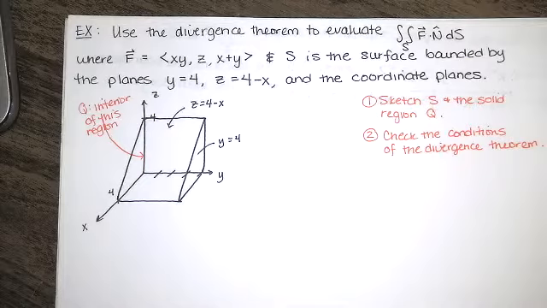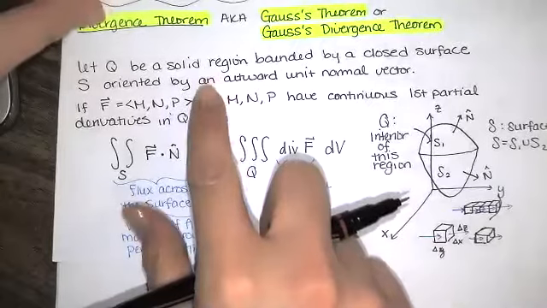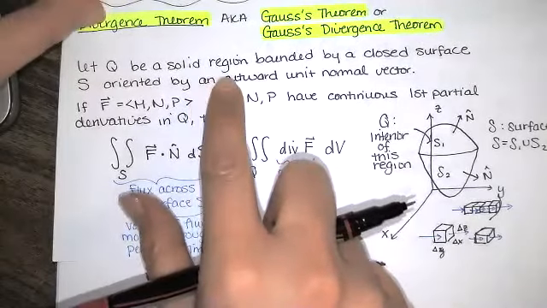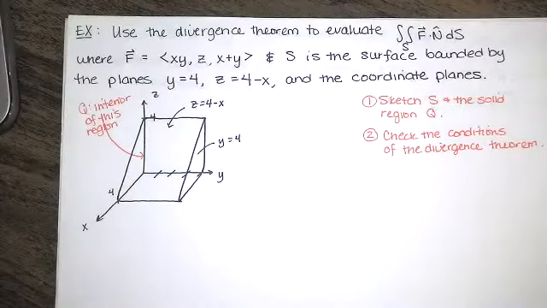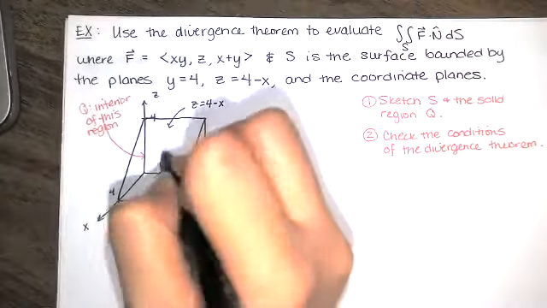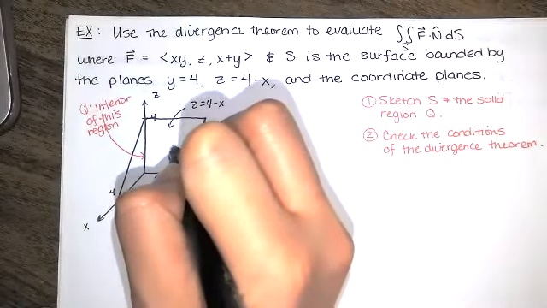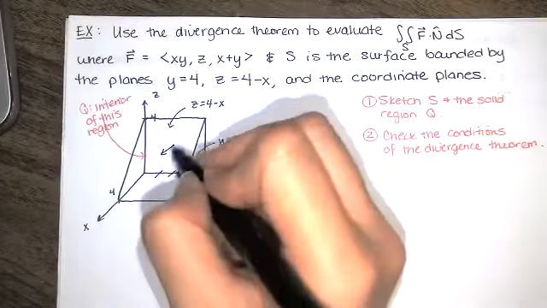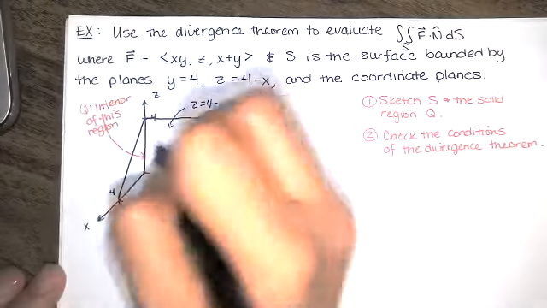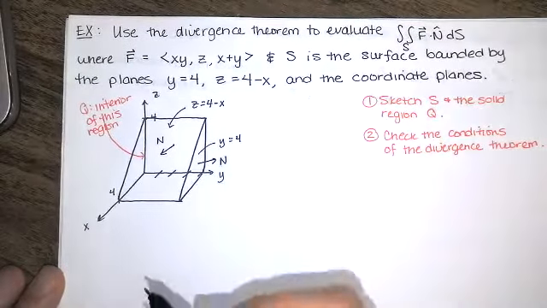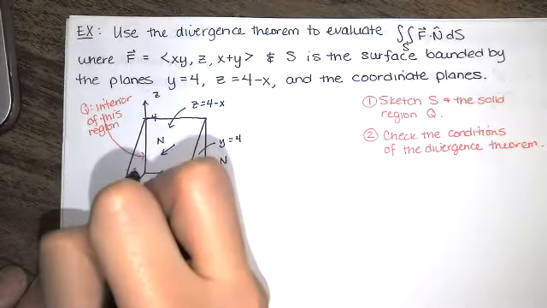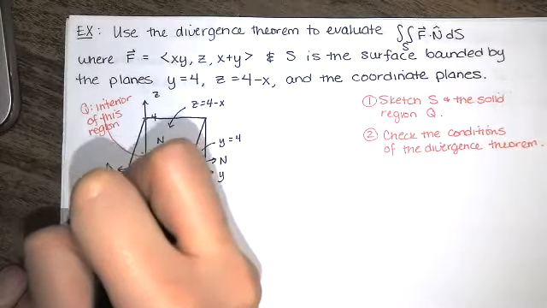Let's get my theorem back here. Q is a solid region bounded by a closed surface. It sure is. S is oriented by an outward unit normal. Well, I haven't oriented it, but we could orient it. There would be a normal vector sort of pointing out at us like this. Actually, probably pointing up, not down. So that's a normal. Then we'd have a normal over here. It should actually be pointing parallel to the y-axis.